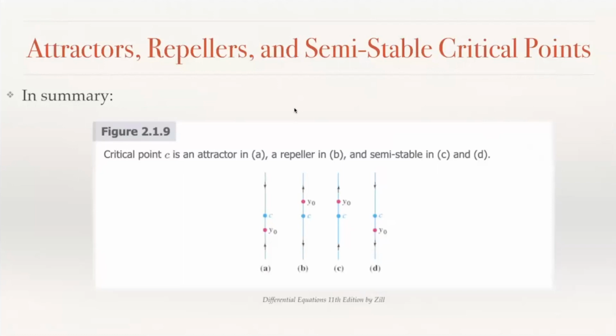So in summary, here's a picture of attractors, repellers, and semi-stable points. An attractor looks like this, where the arrows in the phase portrait are pointing toward it on both ends. It's a repeller if the arrows in the phase portrait are pointing away from it on both ends, repelling on both ends. And it's called semi-stable if it's one of these two cases, where it's either facing up on both sides or down on both sides. In either case, it attracts from one direction and repels from the other.